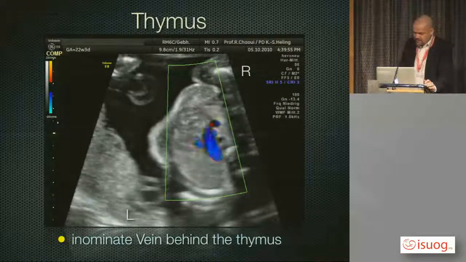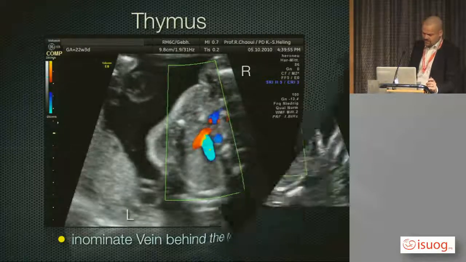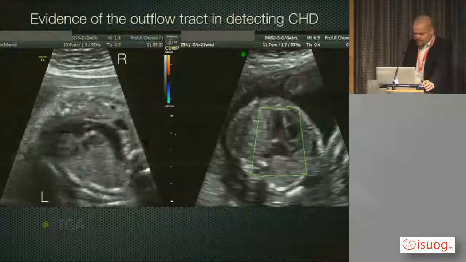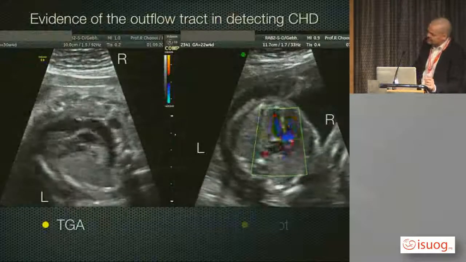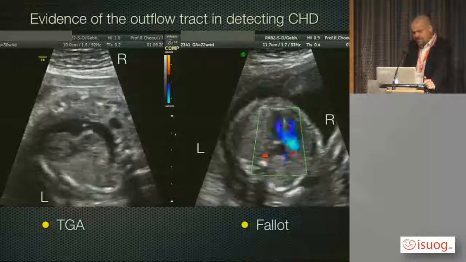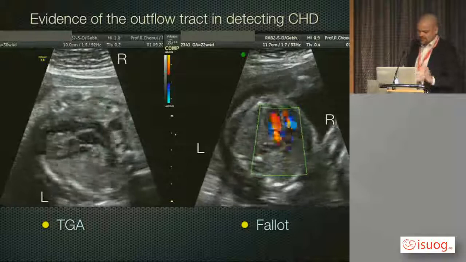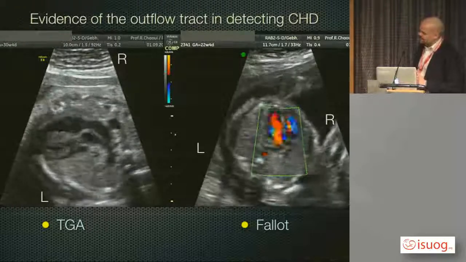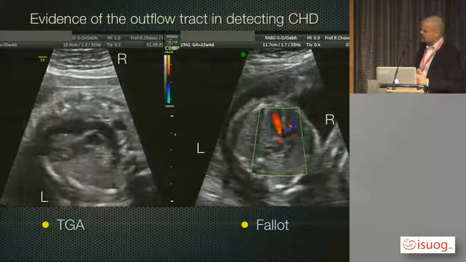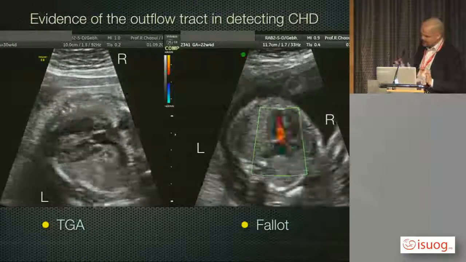The heart defects we may expect when examining the outflow tract are, for example, transposition of the great arteries on the left side with a parallel course of the vessels, or tetralogy of Fallot on the right side. You can see in color the epsilon shape of the color and the overriding vessel getting blood from both ventricles.